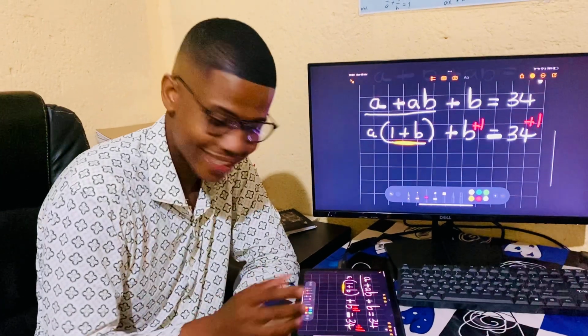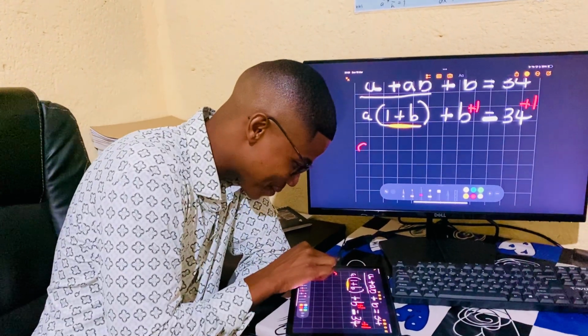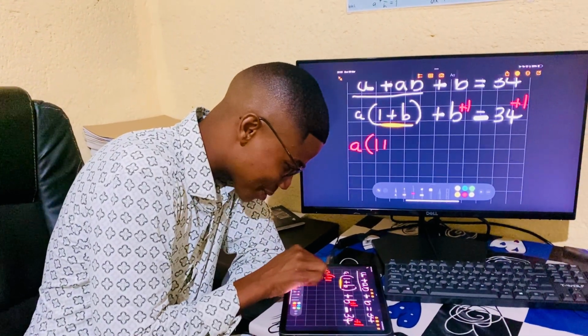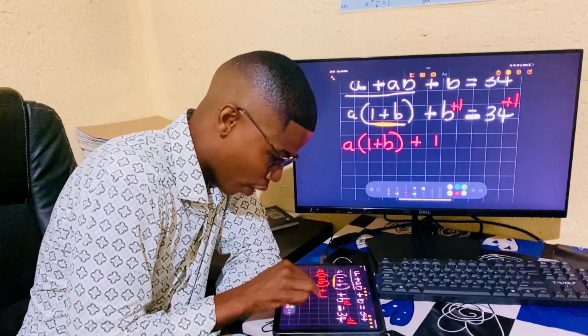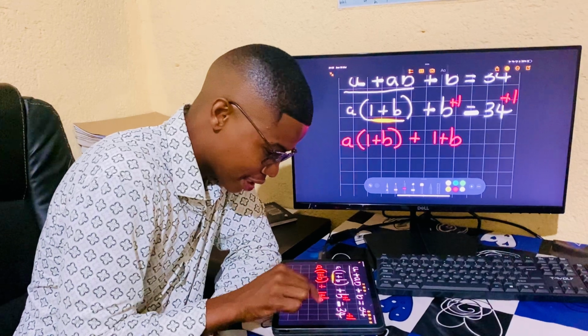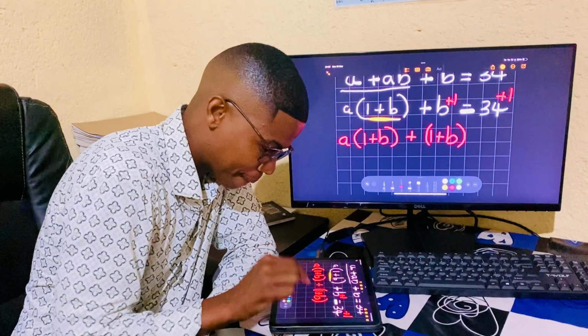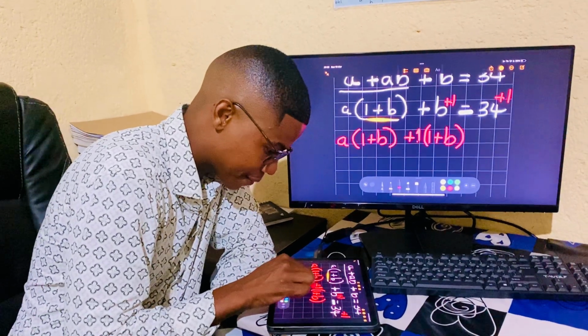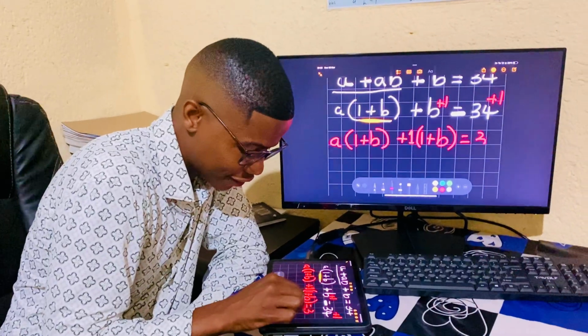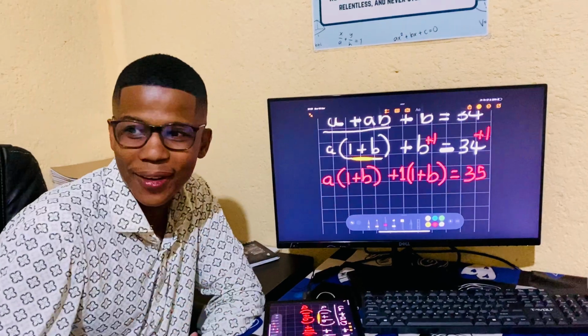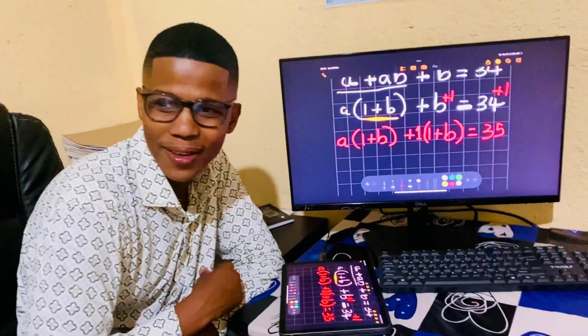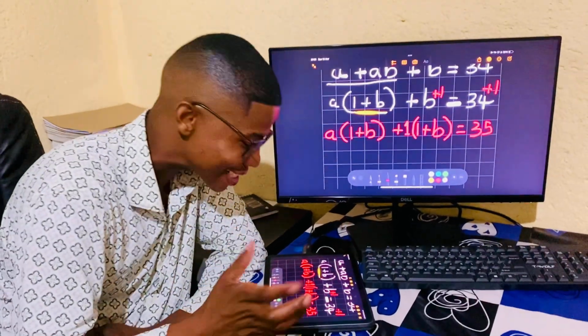It must be balanced. So we have A times (1 plus B), plus (1 plus B), let me put it in brackets, and then there's a hidden 1 here, which equals 35. All right. We're almost at the end now. The in-laws are happy and everyone is happy. We're almost at the conclusion.